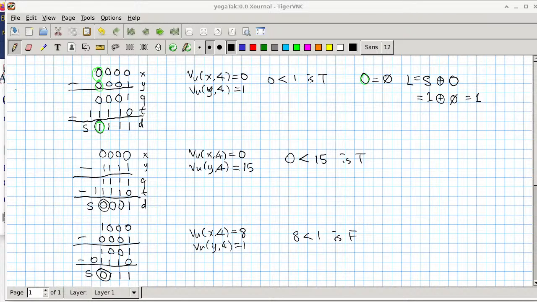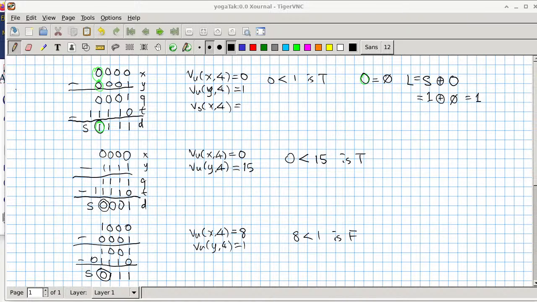So L itself is 1, but if you recall earlier, the L flag is a 1 if and only if VS X4 is less than VS Y4, right? In this case, I'm just going to be complete, even though it's kind of silly to do it, but we'll do it anyway. What is VS X4? The signed interpretation of X. That'd be 0.